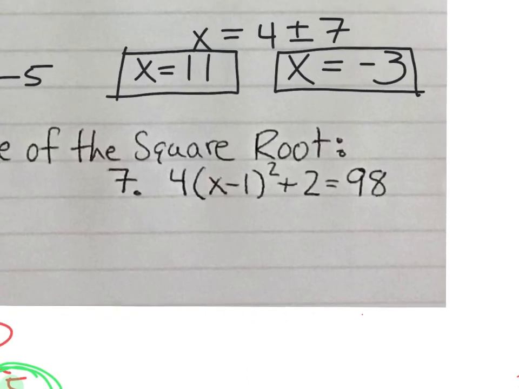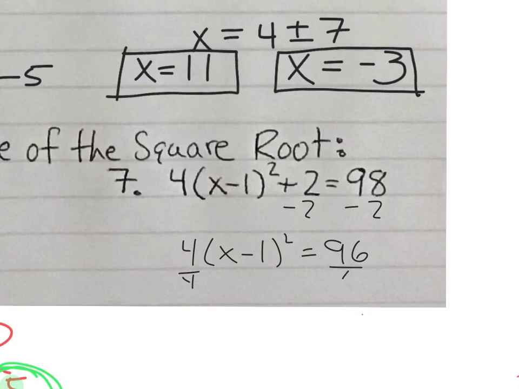Alrighty, so for this one, what we're going to need to do first is move over the 2. So we're going to subtract the 2 on either side. And I have 4 times x minus 1 squared is equal to, now 98 minus 2, that's going to be 96. And then I need to get rid of the 4 before I take the square root. So let's do 96 divided by 4, and my calculator says that's 24. So that's going to equal 24.